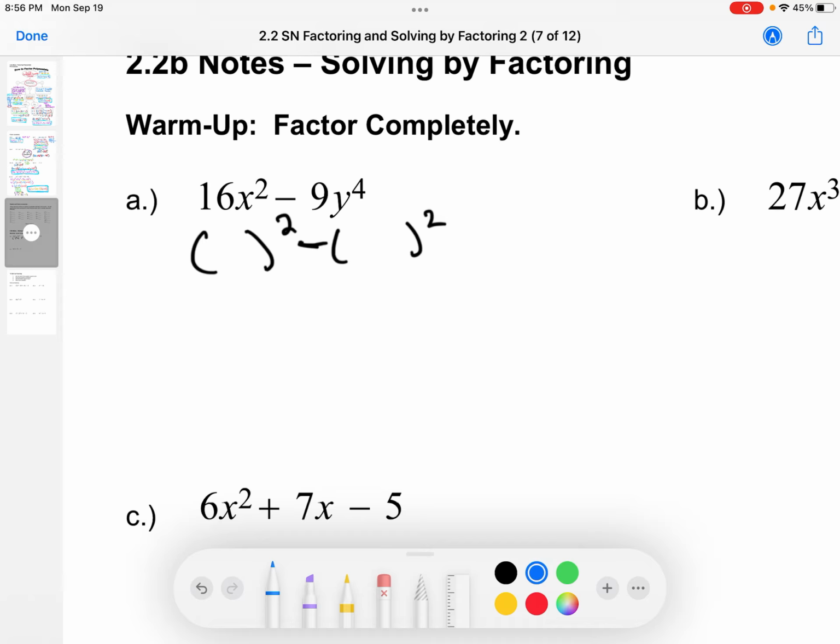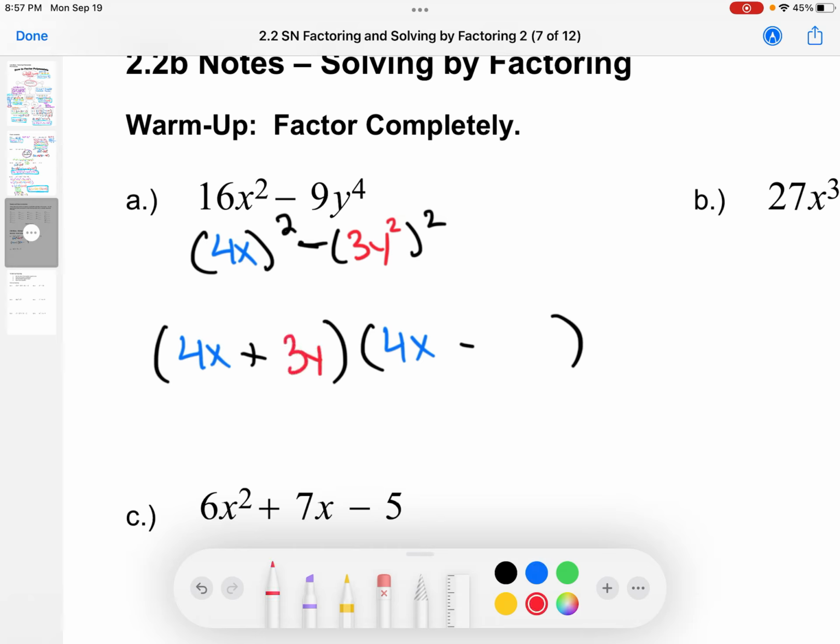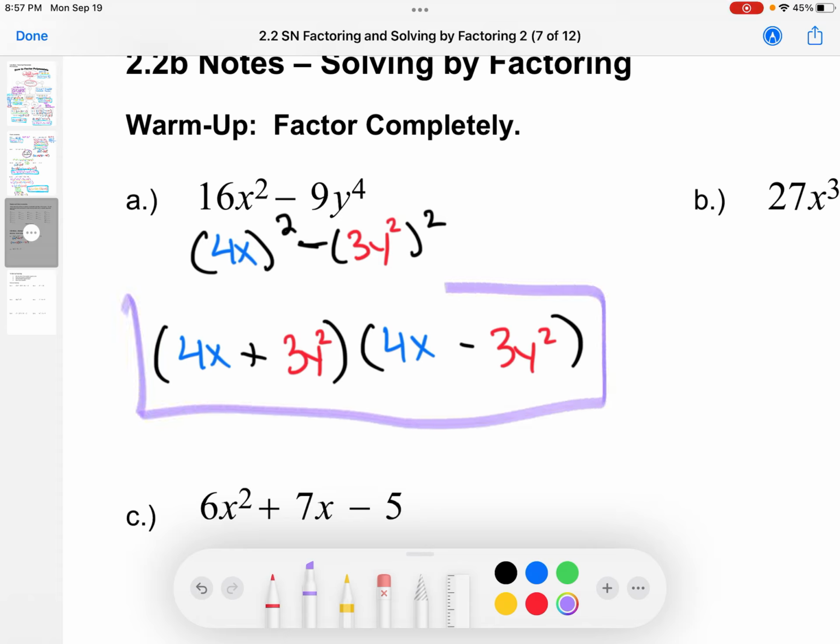Take the square root of 16x squared, that gives us 4x. Take the square root of 9y to the fourth, that gives us 3y squared. Now, this will factor into two parentheses, one with adding, one with subtracting. We put 4x at the beginning of each parentheses. We put that 3y squared at the end of each parentheses, and this problem is factored.